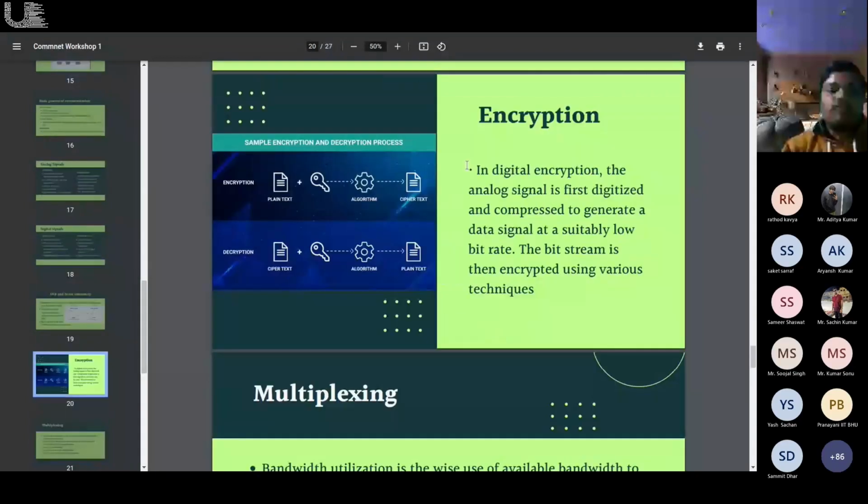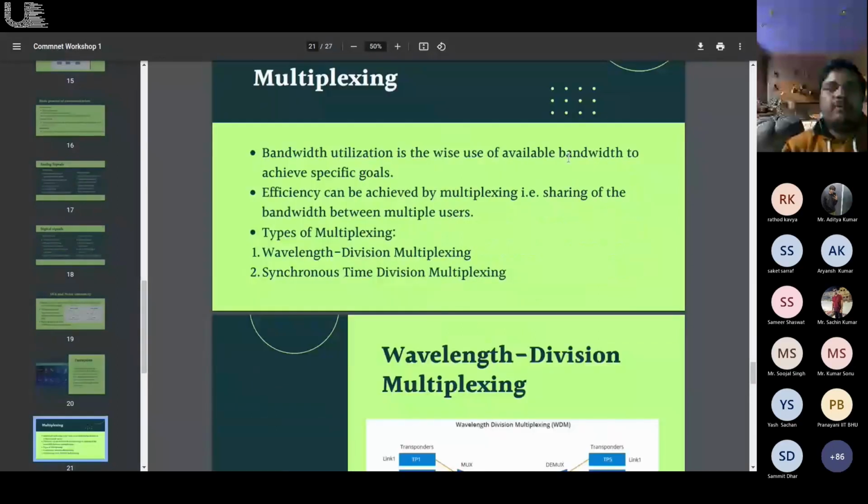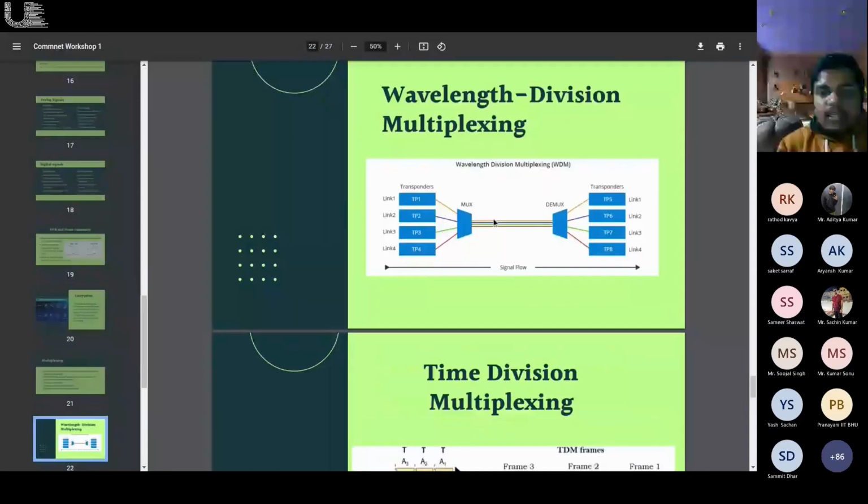So next is multiplexing. Multiplexing is just a wise use of available bandwidth to achieve specific goals. Efficiency can be achieved by multiplexing, that is, sharing of bandwidth between multiple users. We will be discussing it on the next slide. See, here we are dividing the bandwidth which is available to us among different users.